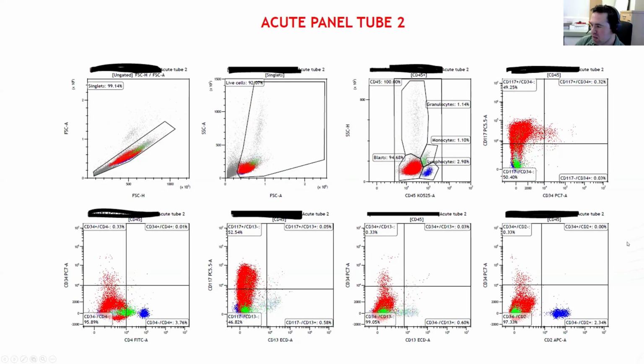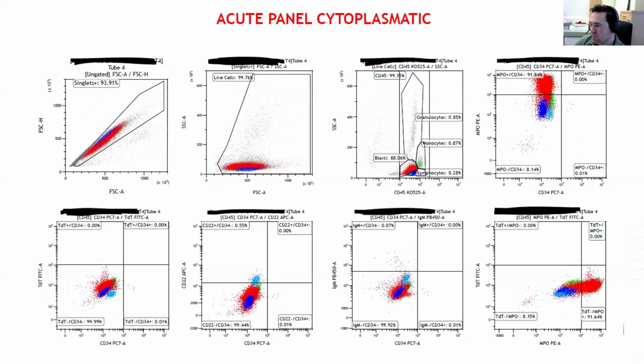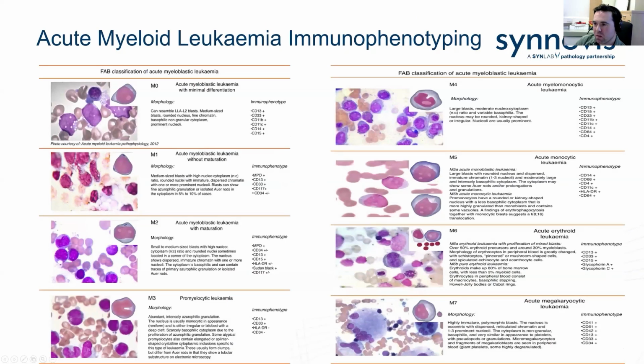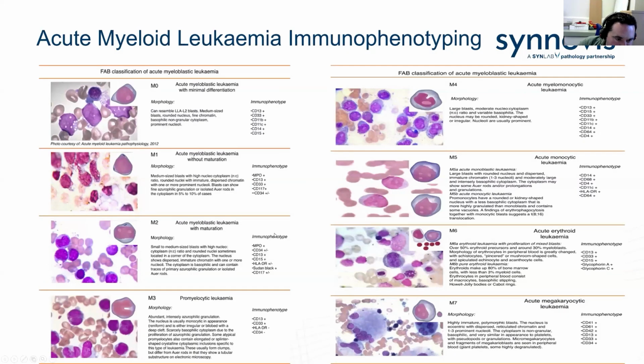There's no CD13. And that might be important. There. The MPO is positive, which is very important. And then, yes. So this one was interesting, actually. I think we go back to this. So initially, we considered APML, promyelocytic leukemia. However, the CD13 was negative in this patient.